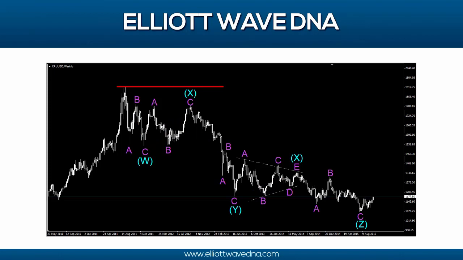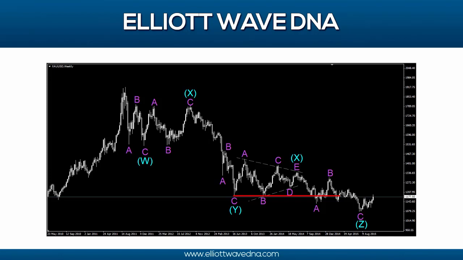Wave X needs to hold below the starting point of the wave W. After that, wave Y needs to end below the ending point of the wave W. After that, the wave X2 needs to end below the ending point of the wave X1. And the final rule was that the wave Z needs to end below the ending point of the wave Y. And all rules were reached. So technically speaking, we can consider this to be a complete Triple Three correction.